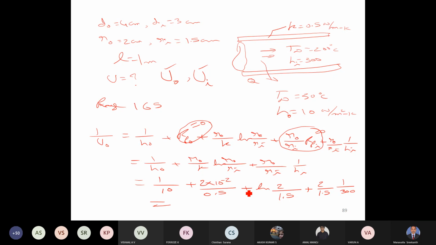Okay. See, I have made a mistake. This is not plus, this is a multiplication sign. So this is actually just one term. Now it can be done.